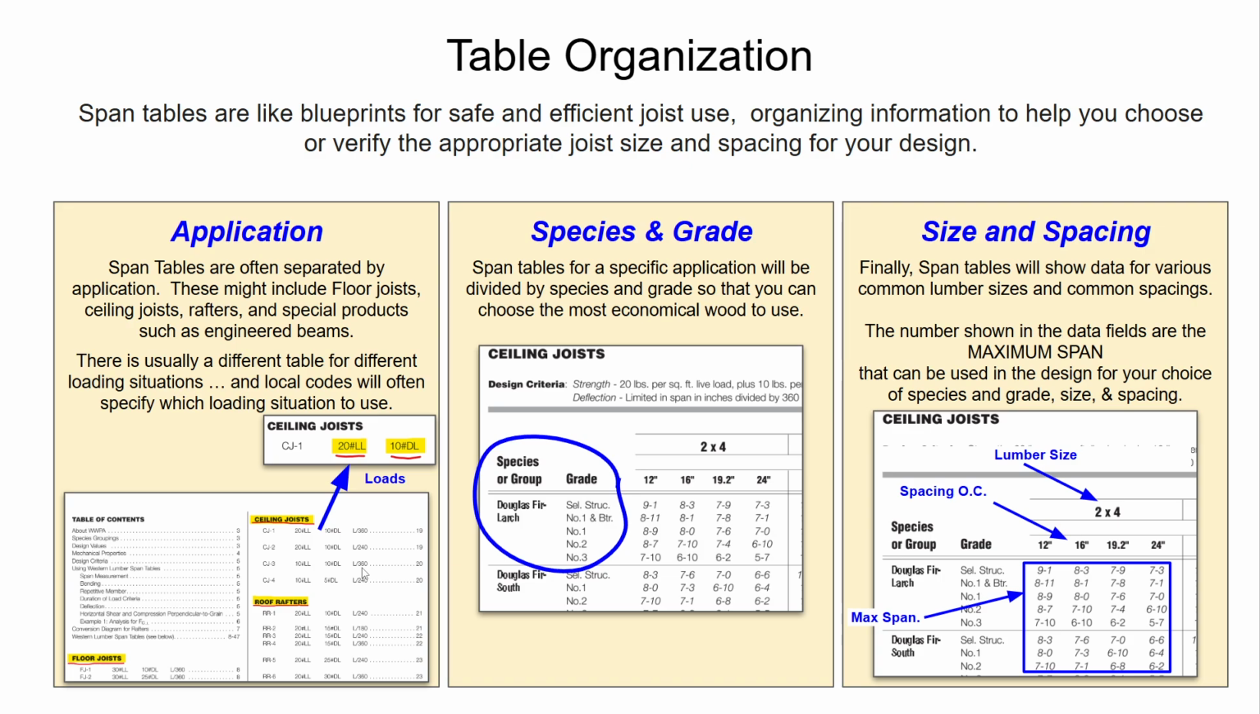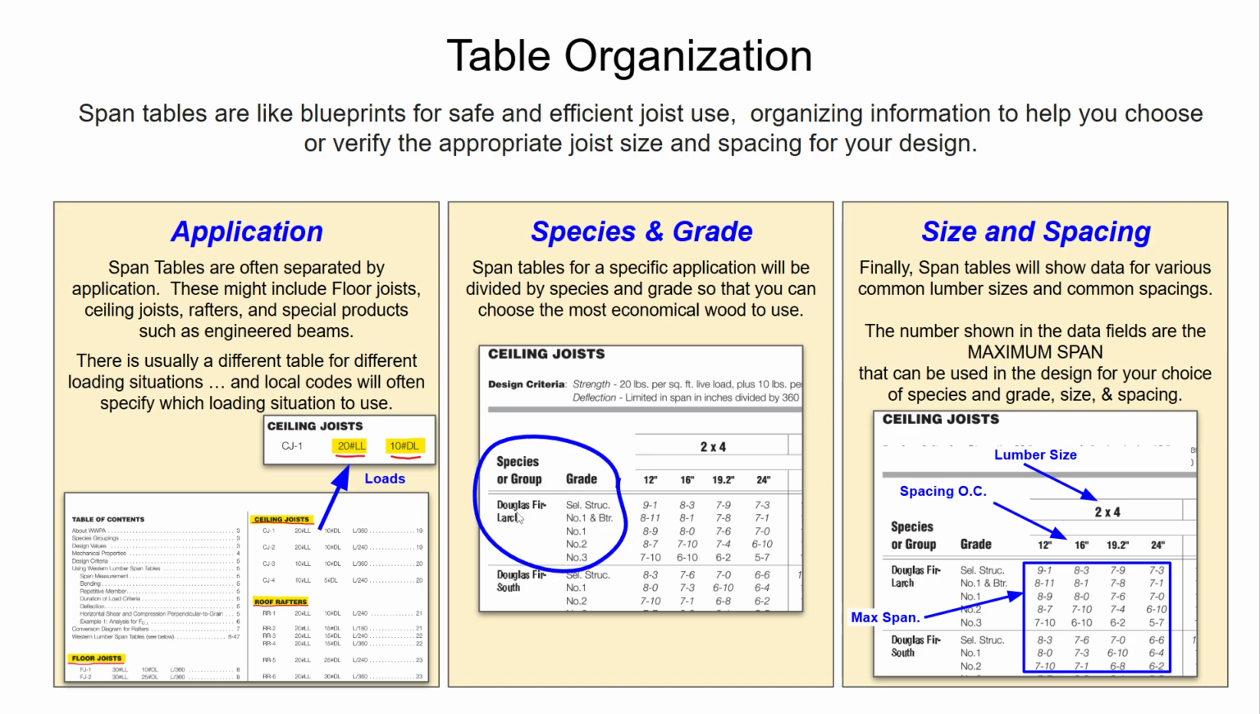Now, many designers have experience and they just know that because they've worked the codes. But when you're just starting out, your architect is going to be, well, the architect is responsible anyway. But your architect will probably point you to which table to use. Once you have the application, you go to your span table, and you look up your species and grade.